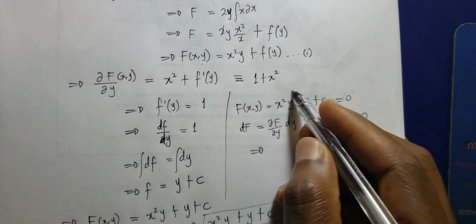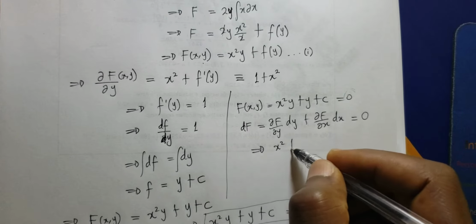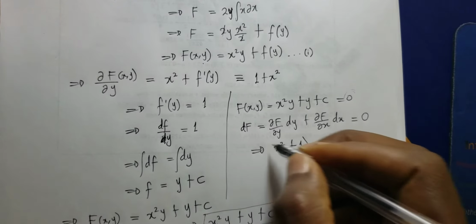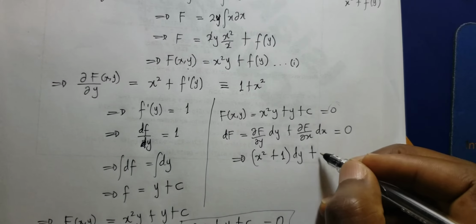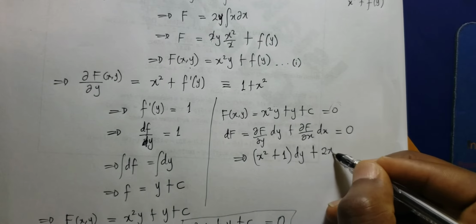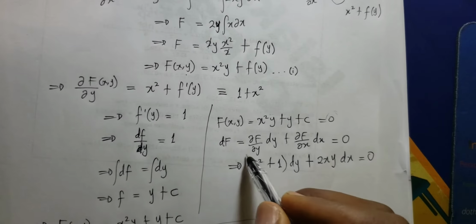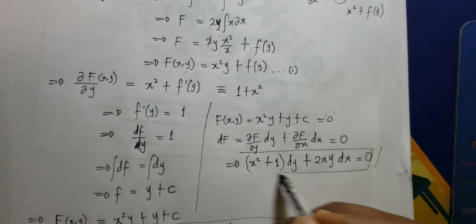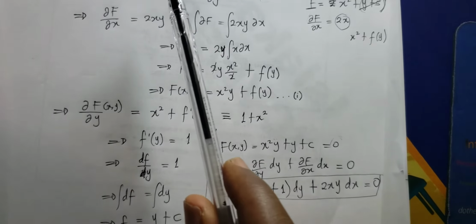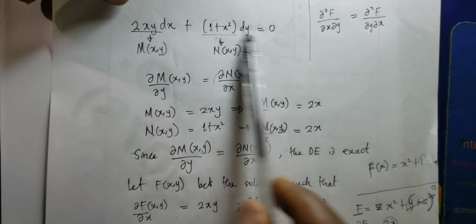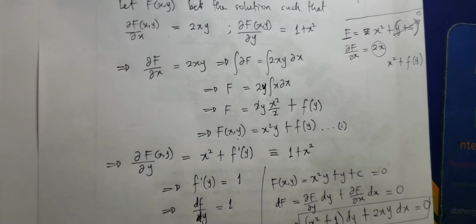So at the end of the day, when I differentiate this partially with respect to y, I'm going to have x squared plus 1, all of this multiplied by dy, plus the derivative of this partially with respect to x, that's 2xy, where y is a constant, times dx, equal to 0, which was the equation we started with. So this implicit function that we've just obtained is the solution of the exact differential equation we are given here. So life can be as easy as that whenever you have exact differential equations.